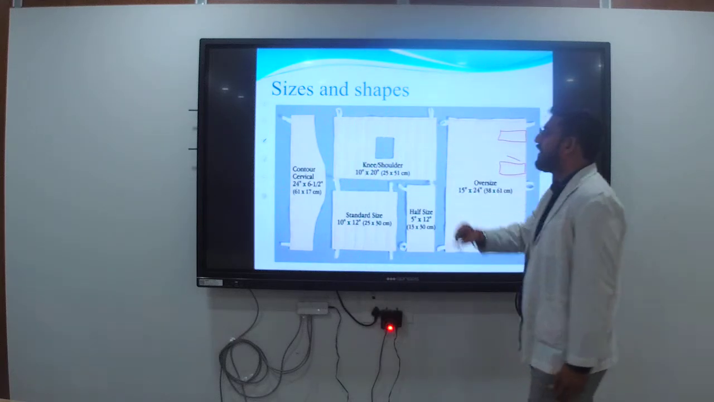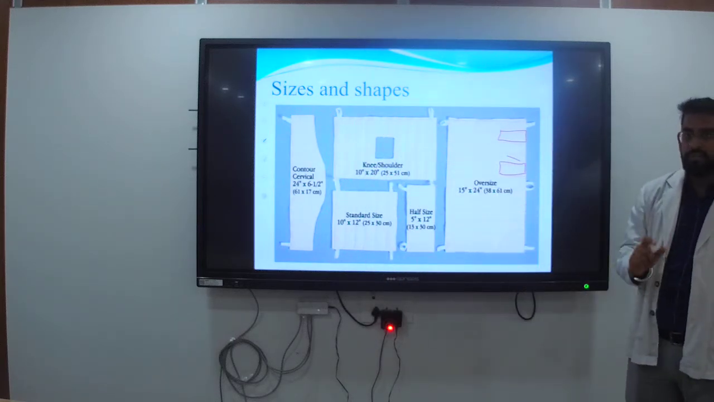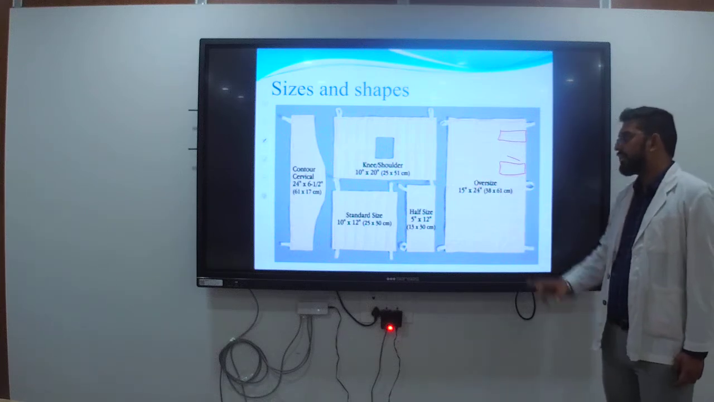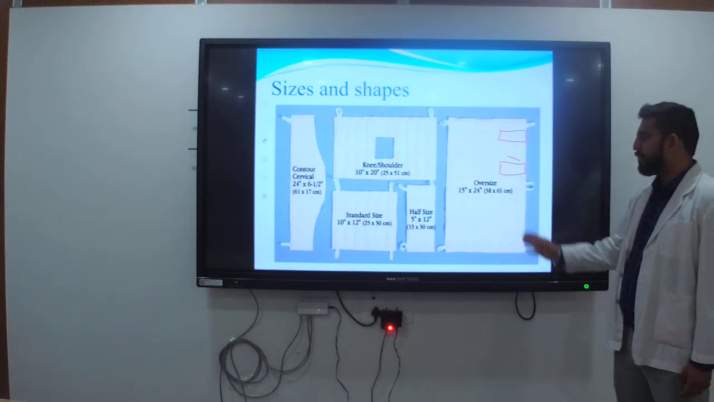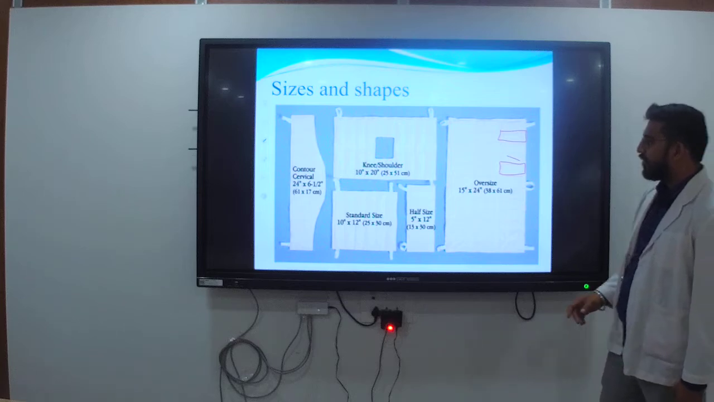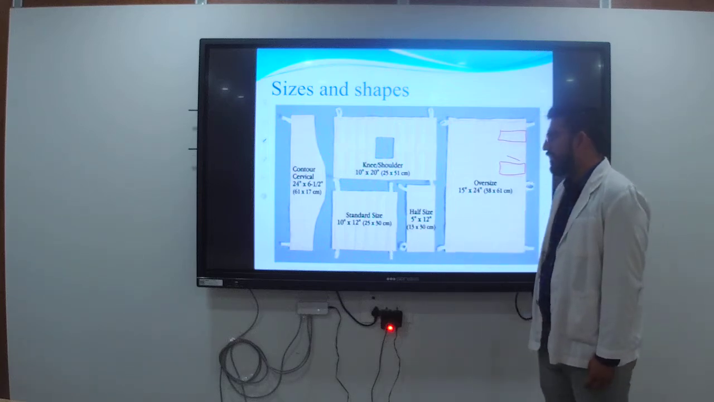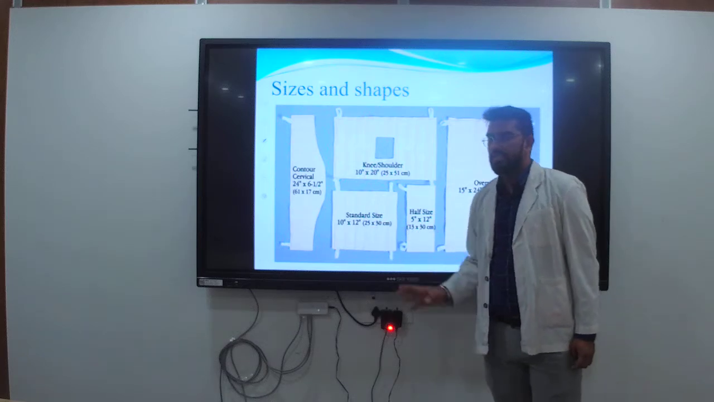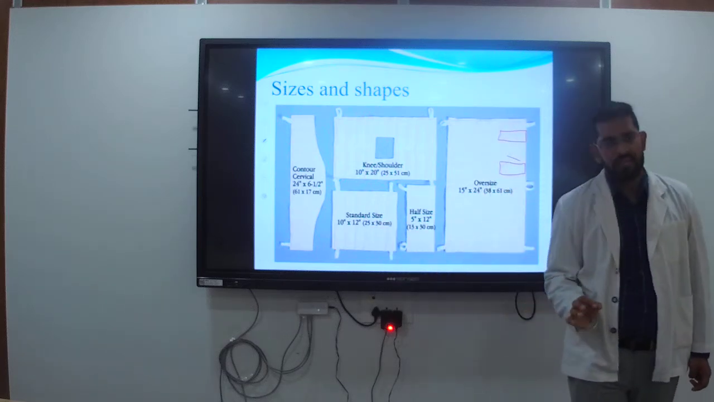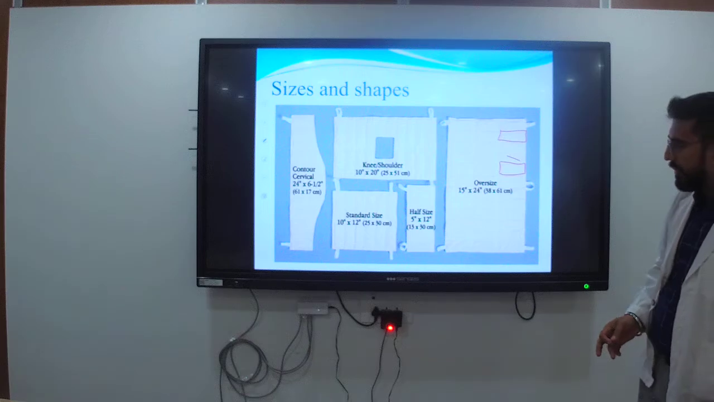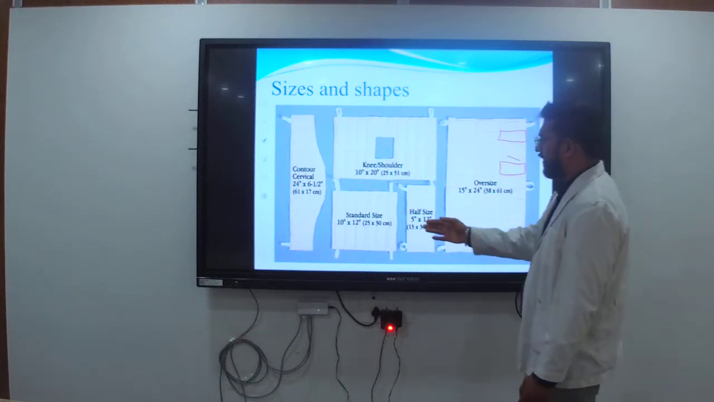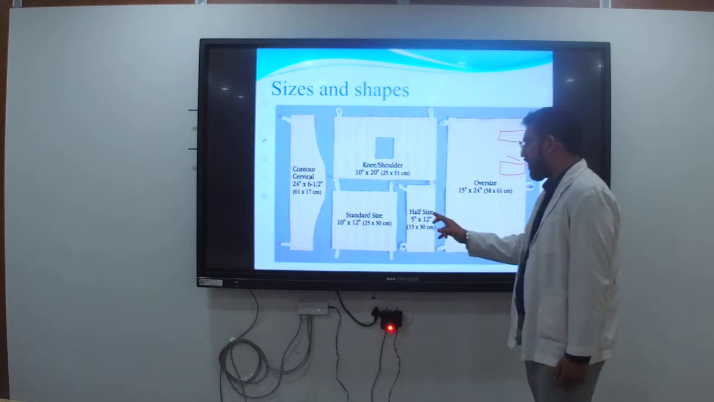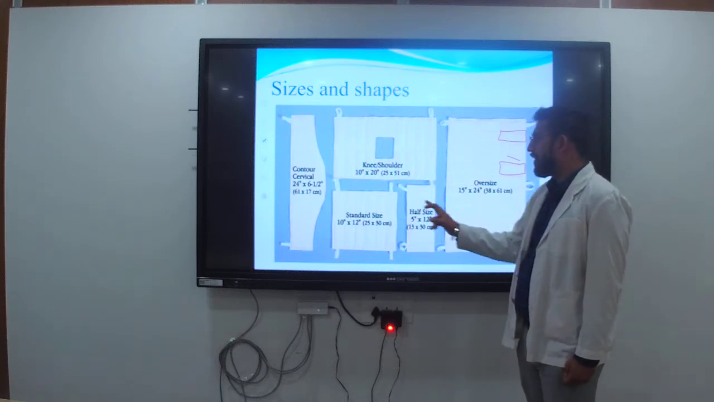Now, these are the different sizes and shapes. I want everyone to draw and note down how many centimeters are needed for these body parts. This is of standard size, which is 25 into 30 centimeter. This can be applied anywhere on the body, on your lower back especially, or on your neck. These are the standard size. Then this is of half size, which is smaller than this.